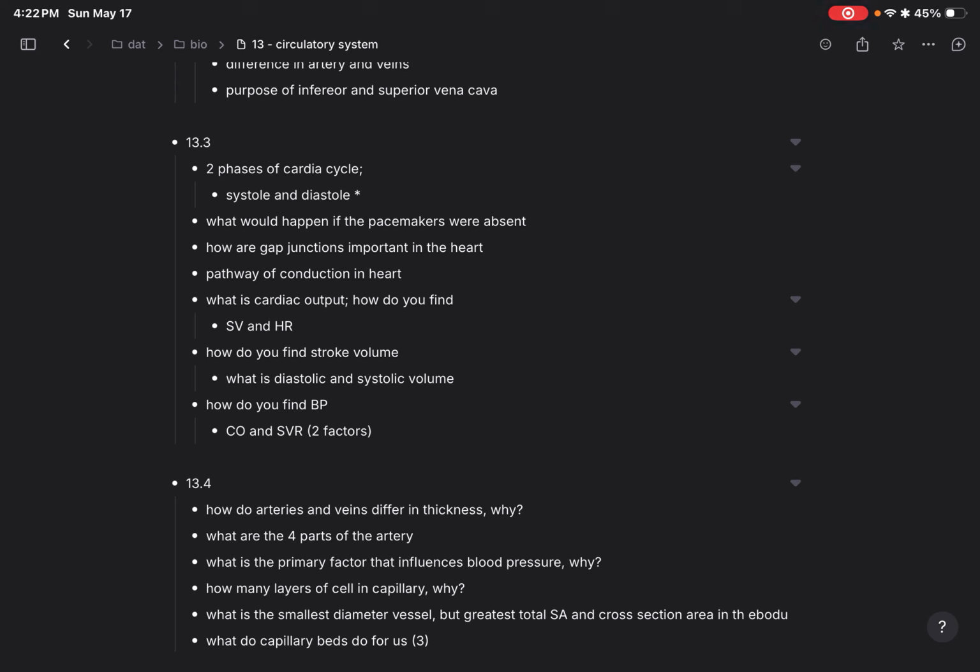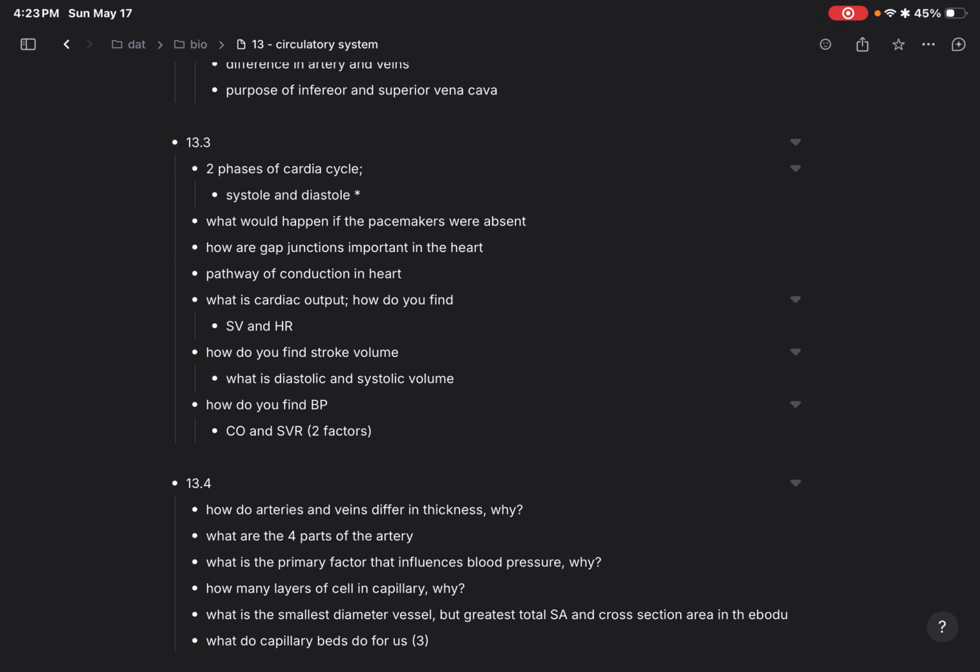What is cardiac output? How do you find it? So cardiac output is the amount of blood pumped per minute, like the volume of blood, I think. Stroke volume multiplied by heart rate. So stroke volume is the amount of blood pumped in one pump, and heart rate is just beats per minute. So you could find how much blood is pumped per minute through cardiac output.